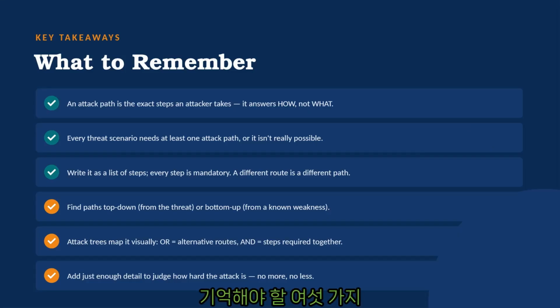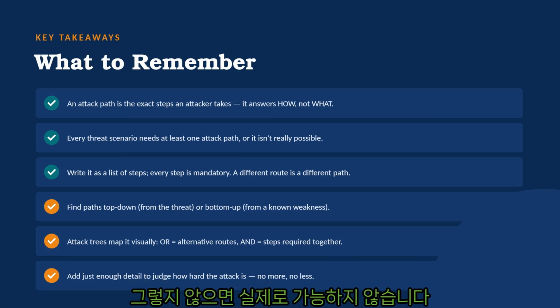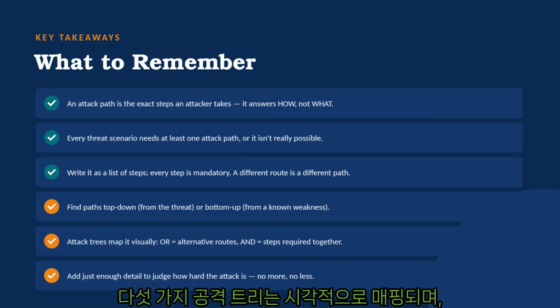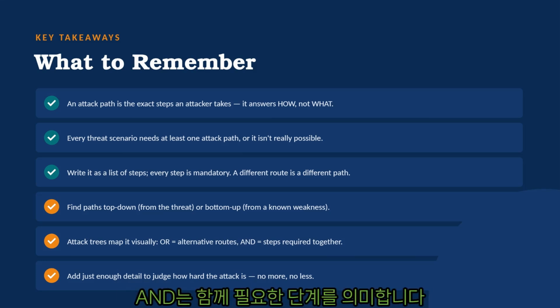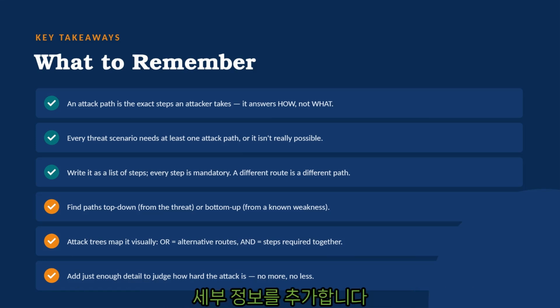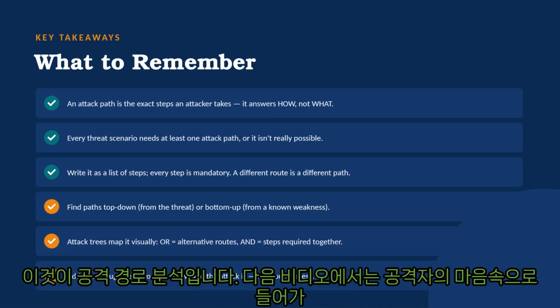Let's bring it home. 6 things to remember. 1. An attack path is the exact steps an attacker takes. It answers how, not what. 2. Every threat scenario needs at least one attack path, or it isn't really possible. 3. Write it as a list of steps. Every step is mandatory. A different route is a different path. 4. Find paths top-down from the threat or bottom-up from a known weakness. 5. Attack trees map it visually. OR means alternative routes and AND means steps required together. 6. Add just enough detail to judge how hard the attack is. No more, no less. That's attack path analysis.